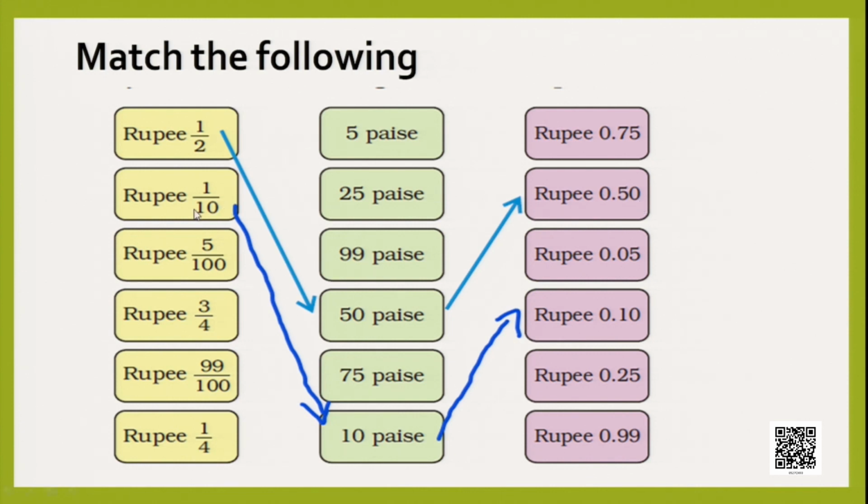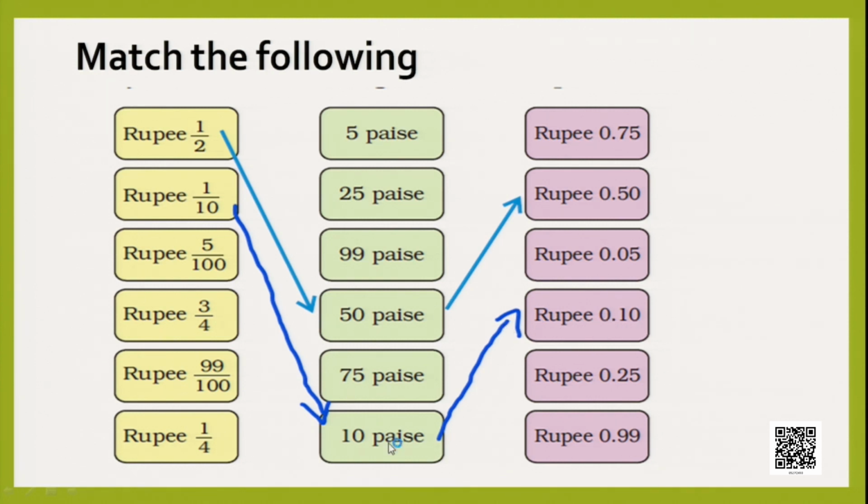Next one is rupees 1/10. That means we have to divide 100 paise by 10 because 1 rupee equals 100 paise. So I have to divide it by the given denominator. So 100 divided by 10 is equal to 10 paise. And this 10 paise can also be written as rupees 0.10 as you can see here.